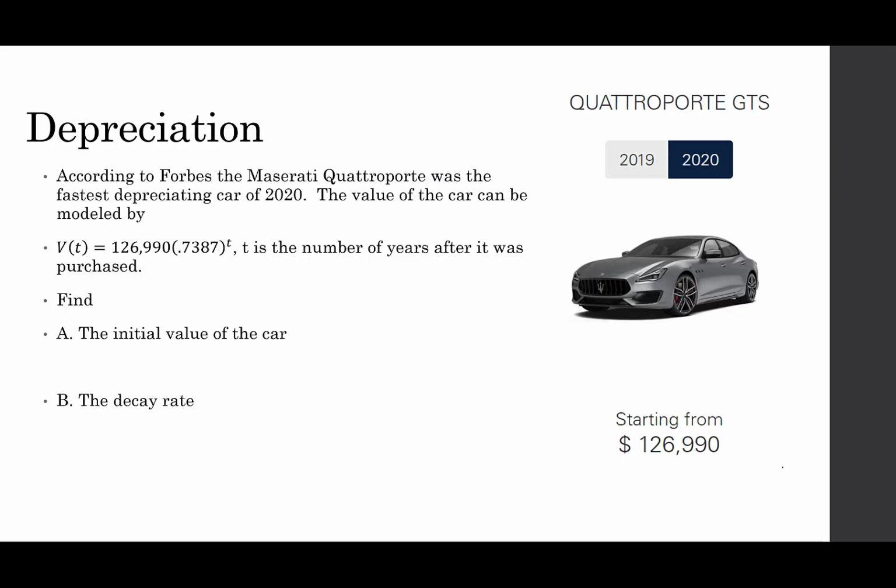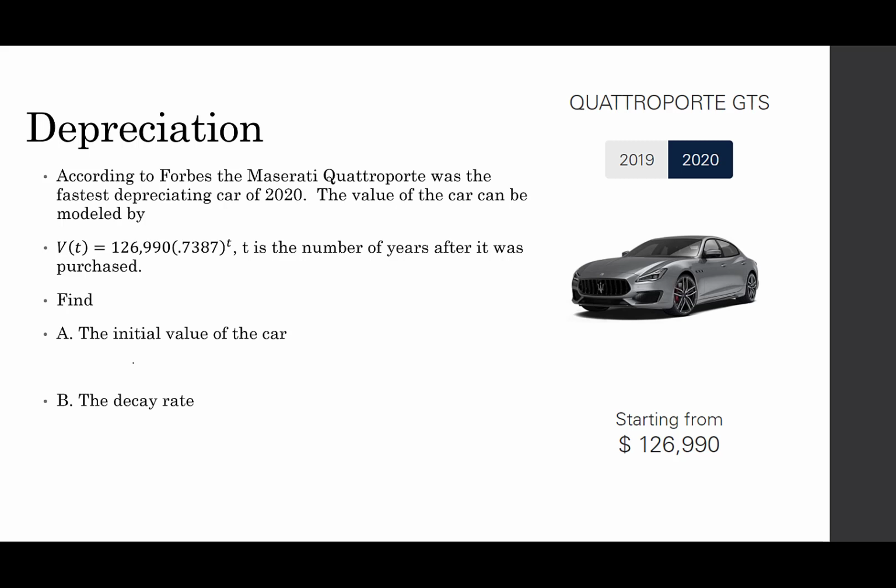Well, let's look at some applications. According to Forbes, the Maserati Quattroporte was the fastest depreciating car of 2020. The value of the car can be modeled by V(t) = 126,990 times 0.7387^t, where t is the number of years after it was purchased. We're going to first find the initial value and then find the decay rate.